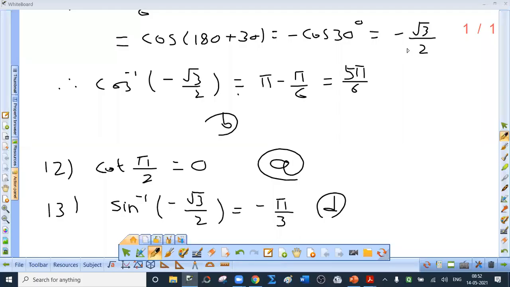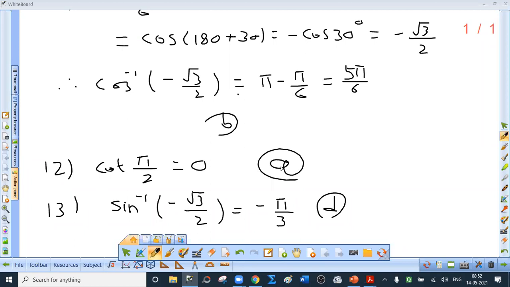Sum number 12, the value of cot of tan inverse 2x plus cot inverse 2x. See, tan inverse 2x plus cot inverse 2x is pi by 2. Means we have to find cot pi by 2, that is cot 90 degrees. Cot 90 degrees equal to 0, because it is cos 90 degrees, 0, upon sin 90 degrees, 1. 0 upon 1 equal to 0. Correct option is A.